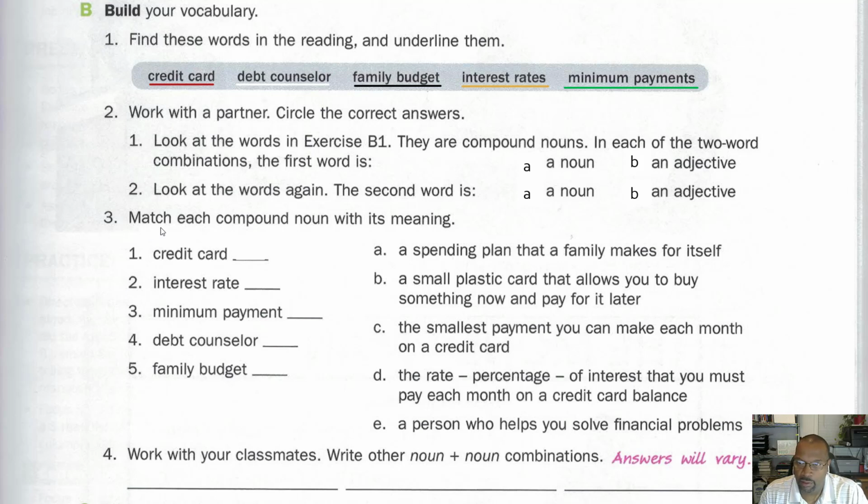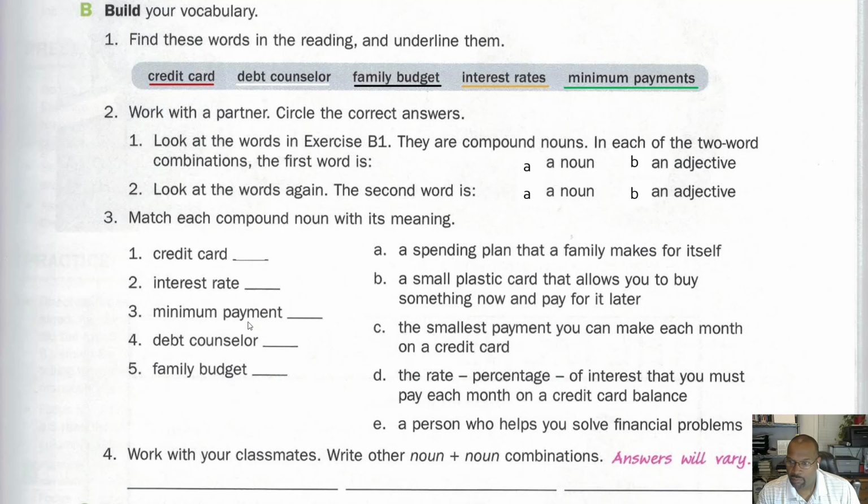Number 3, match each compound noun with its meaning. Number 1, credit card. For that one, I put B. A small plastic card that allows you to buy something now and pay for it later. Interest rates. Interest rate. That one I put as D. The rate, percentage, of interest that you must pay each month on a credit card balance.